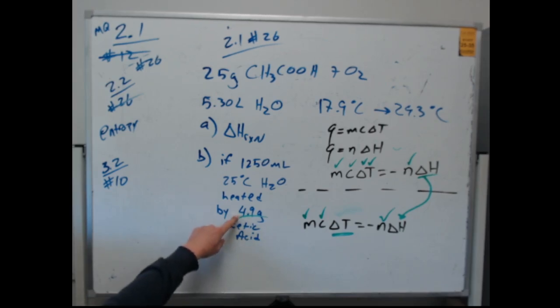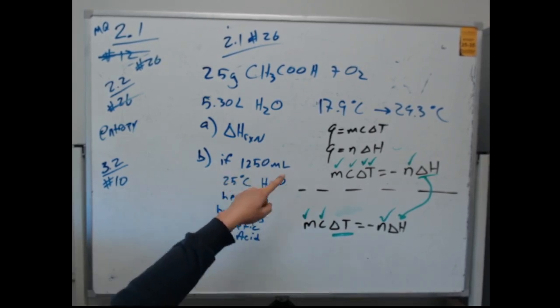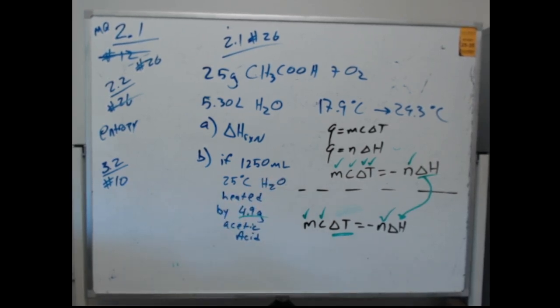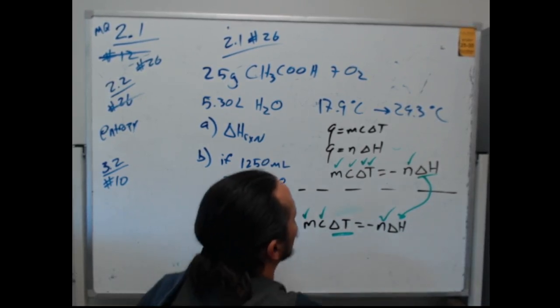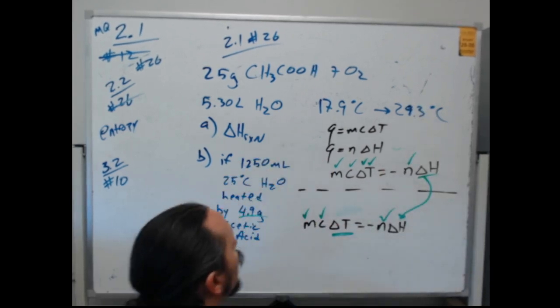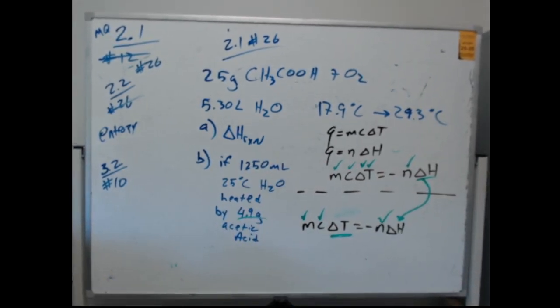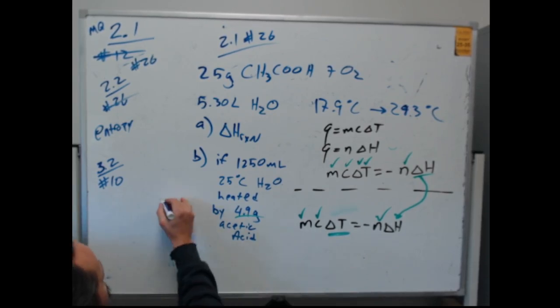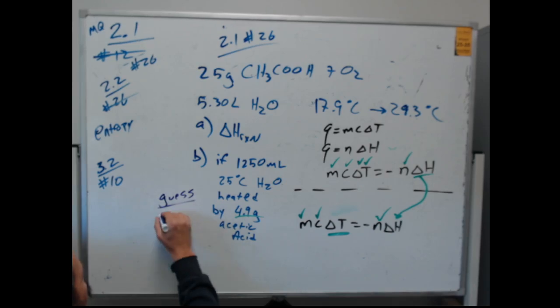Notice I'm burning about 1/5 of the mass with about 1/5 of the water. So I think it's going to go up by about the same amount. Before, it went up by about 12 degrees. I think it's going to go up by 12 degrees again, from 25 to 37. So just by guessing, my guess for T final is 37 degrees Celsius.